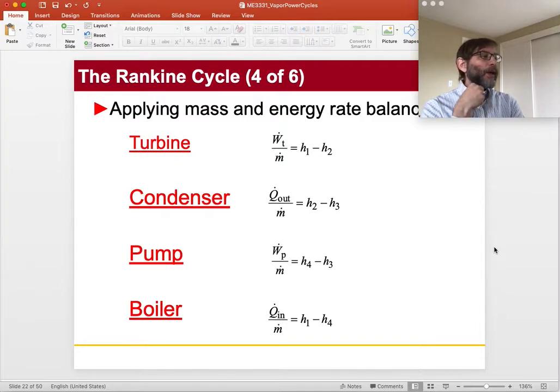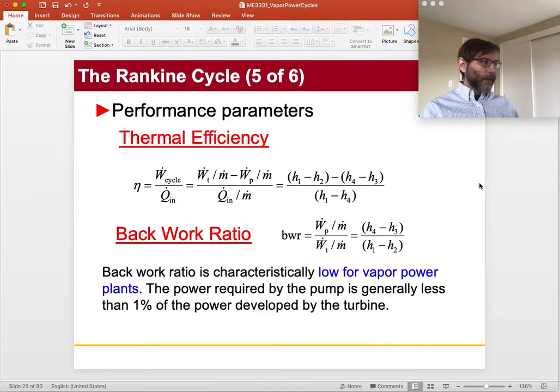Condenser, you have Q out over m dot equals H2 minus H3, so that's really simple. Pump, same deal. So these things are all adiabatic, right? Except for the condenser and the boiler. They don't have extra heat loss terms, so you don't have to account for those. So boiler is Q in over m dot equals H1 minus H4. So super easy stuff, right? This is not rocket science. And to analyze the cycles is really quite simple. Now, there's going to be steam qualities and stuff in here, so it gets a little uglier than this, but it's really not difficult. Okay, performance parameters.